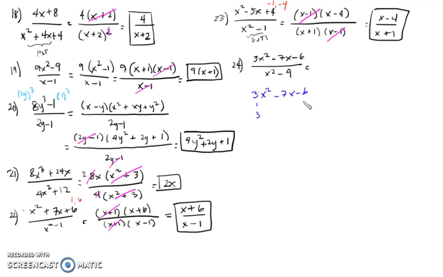In negative 6, I have, let's say, negative 3 and 2. So if I cross multiply, 1 times 2 is positive 2. 3 times negative 3 gives me negative 9. When I add these, it gives me negative 7. So negative 7, we're good.